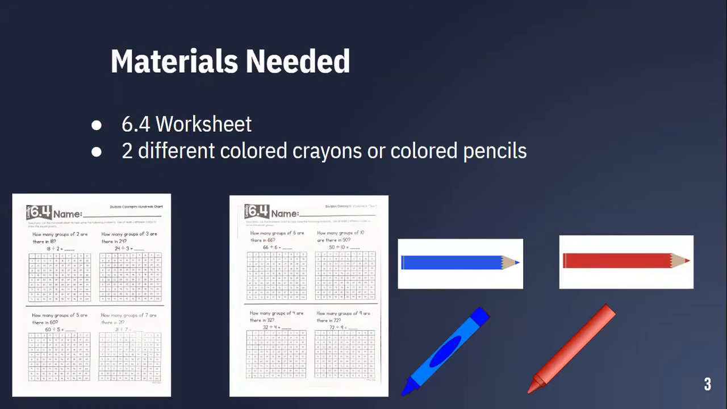So the materials needed today, you're going to need your 6.4 worksheet. I have pictures of how that looks below. So your 6.4 worksheet. And you're going to need 2 different colored crayons or colored pencils. And it could be any colors, any 2 colors that you want. In this picture, I chose blue and red, but you can choose any 2 colors that you want.